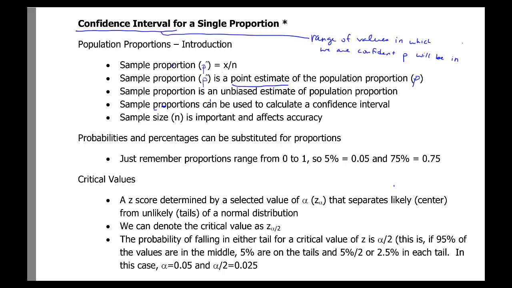Also, a quick reminder about proportions. They are between 0 and 1. So if you're given percentages, you need to convert them into decimals. Make sure that you're moving the decimal place the correct number of times. And if you're doing any of these problems and you get a number that's bigger than 1, check your work, because you probably made a mistake somewhere.